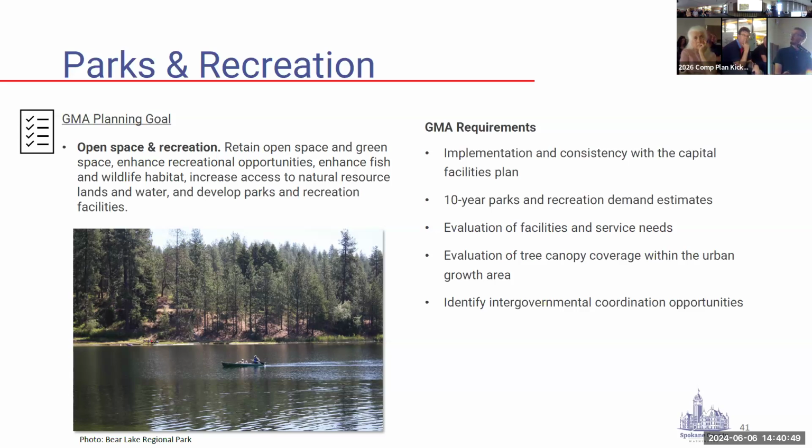Some of the GMA requirements are implementation and consistency with the capital facilities plan, as I mentioned, and a 10-year parks and recreation demand estimate based on those densities. The evaluation of facilities and service needs: they're going to do a full evaluation of, based on these facilities, what are going to be some of those needed improvements. Evaluation of tree canopy coverage within the urban growth areas. And then we're going to identify intergovernmental coordination opportunities.